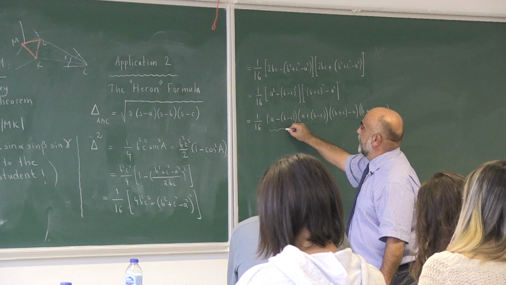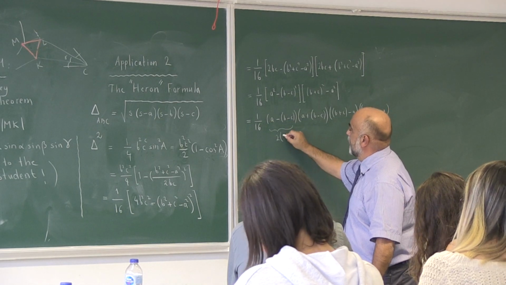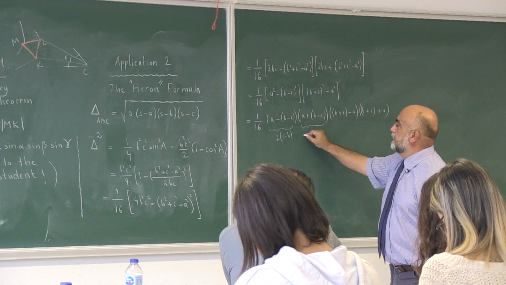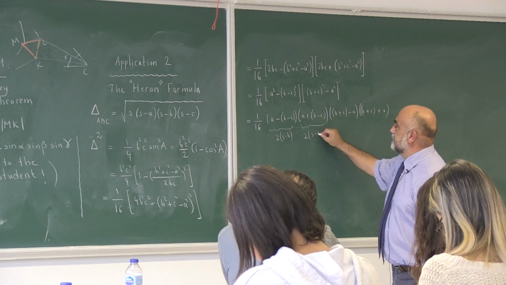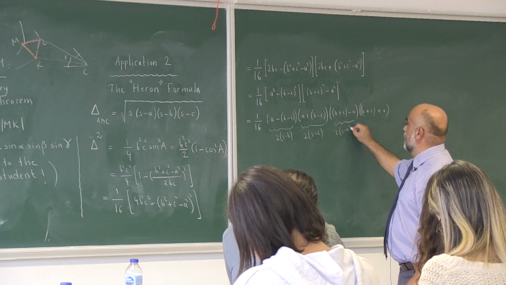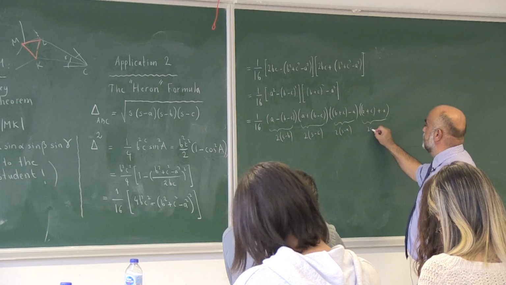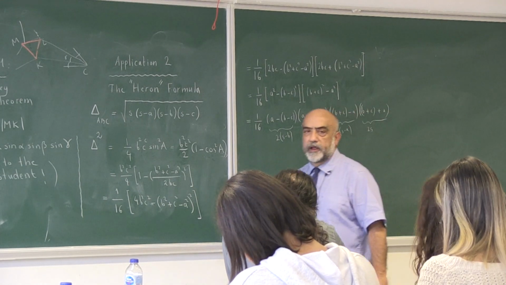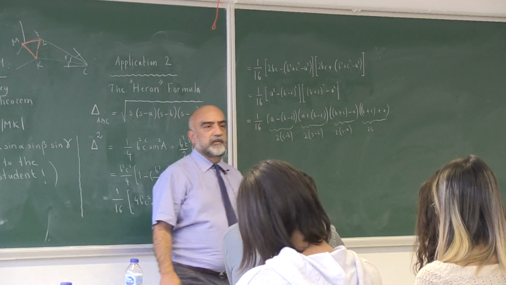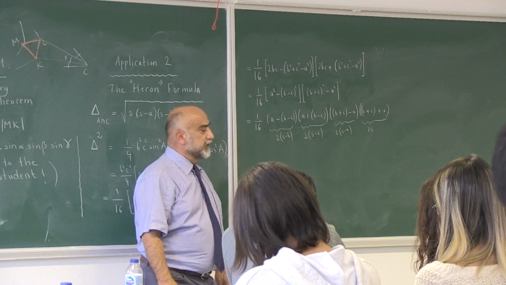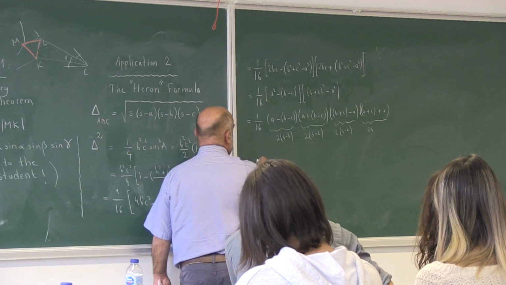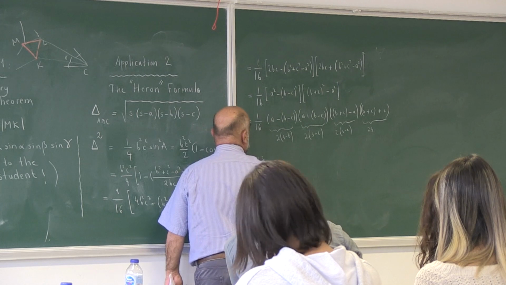This object gives me 2 times S minus B. This object gives me twice S minus C. And this, rather obviously now, is 2 times S minus A. And this, of course, is simply 2 times S. So you've got your 4 times 2 to the power 4, which will cancel out with 16, and there you are, home free. So that's how you do it. This tells us that delta squared is in fact, what?